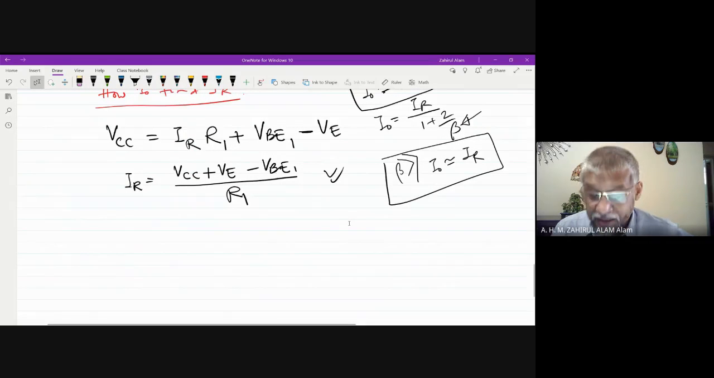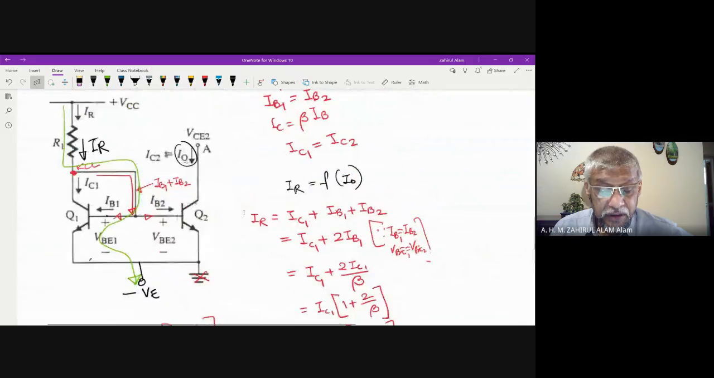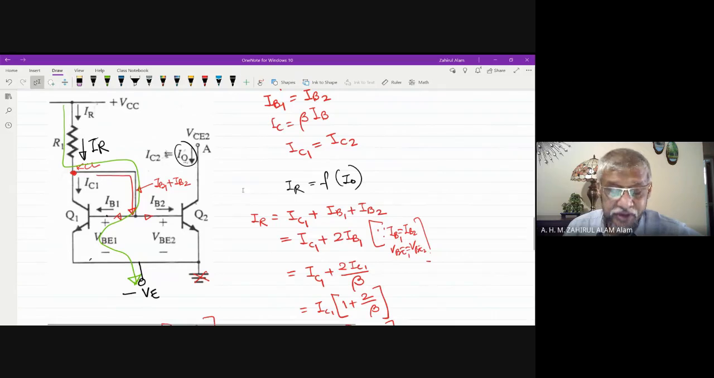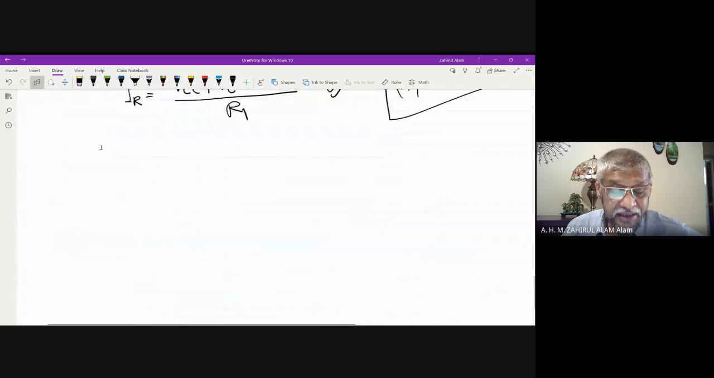Now I'm giving one problem, that means a design problem. And also sometimes I ask you to draw the small signal equivalent circuit. So later on I'll draw this one.